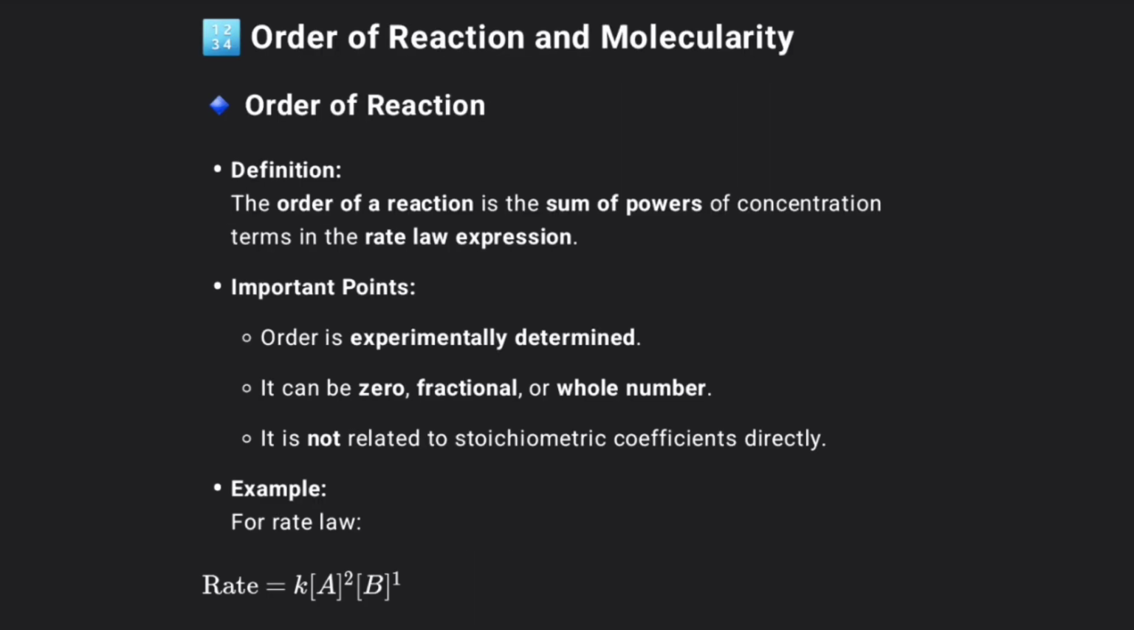Order of reaction and molecularity. Order of reaction. Definition: the order of a reaction is the sum of powers of concentration terms in the rate law expression. Important points. Order is experimentally determined. It can be 0, fractional, or a whole number. It is not related to stoichiometric coefficients directly. Example for rate law: rate = k[A]²[B]¹, order = 2 + 1 = 3, a third order reaction.